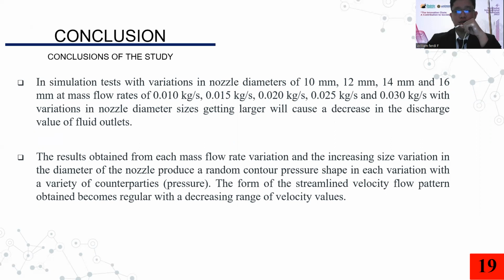And also the results obtained from each mass flow rate variation, with the increasing size of the nozzle diameter, produce a random pressure contour shape in each variation with a variety of pressures. And also the streamline velocity flow pattern obtained becomes regular with a decreasing range of velocity values.